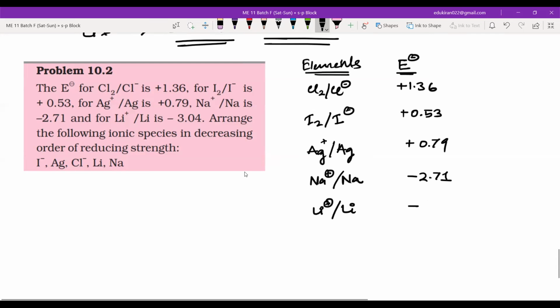So let us understand what this is. We have never learned this. These E naught terms are obviously not in the syllabus right now. It is there in the electrochemistry chapter in 12th standard. Then they are asking, arrange the following ionic species in decreasing order of reducing strength. Reducing, do we know? Yes or no, guys? We know reducing, right? What is oxidation and reduction?